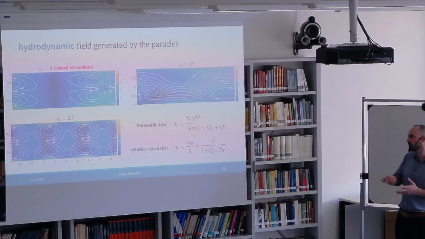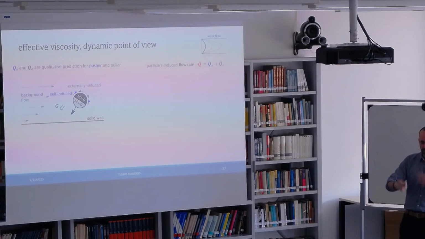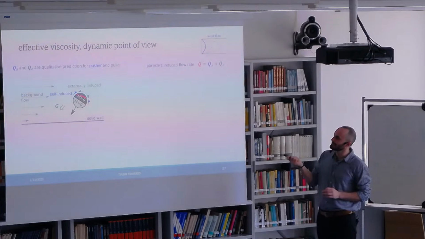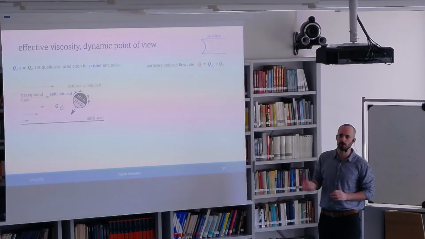That's why now I'm going to characterize how the flow rate induced by the particles changes with time. That's basically all we care about. And this is what happens during the process of the instability. So a little disclaimer before. As I said, there are two contributions to the flow field. One is self-induced, one is due to the external gradient. For the sake of simplicity, we can superimpose them.